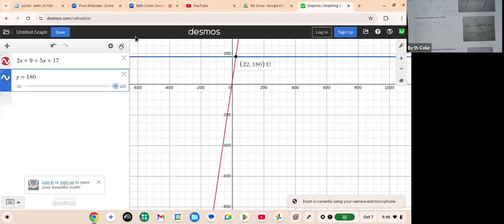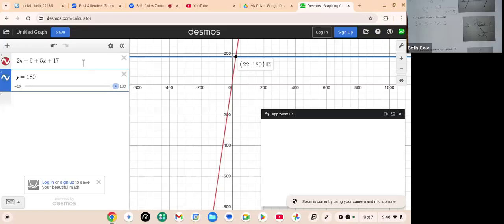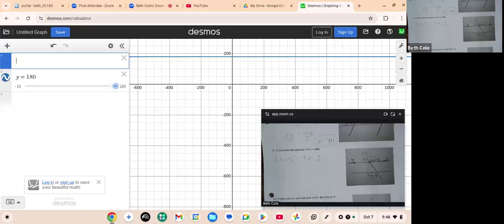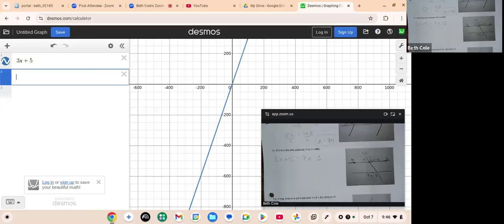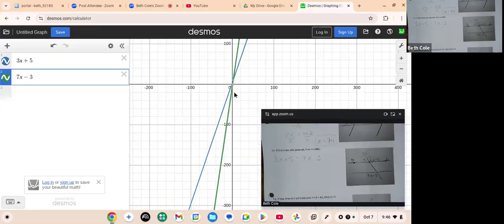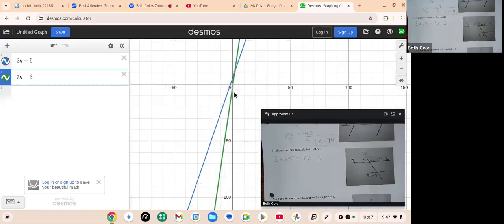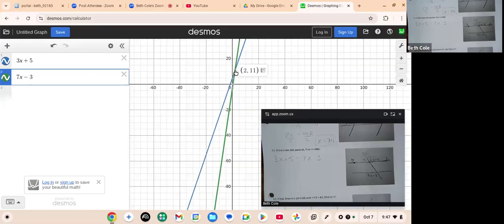All right, so in the first little box, I'm going to put the left side of the equal sign. So what is it, 3x plus 5? And then in the second one, I'm going to put 7x minus 3. I'm going to have to zoom in on that to see where they intersect. Let's see. So right there, and x is 2. Okay, so write x equals 2. We got that from the calculator.